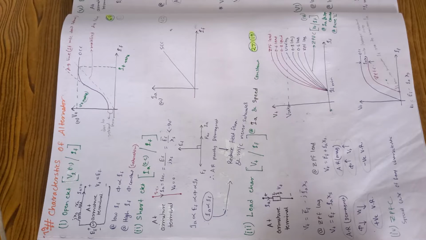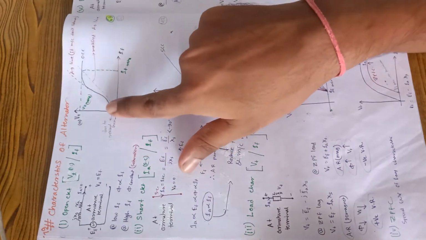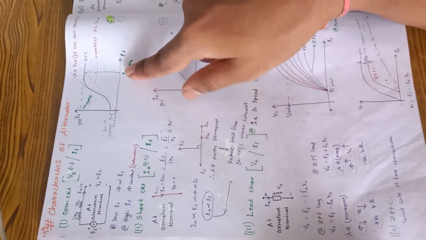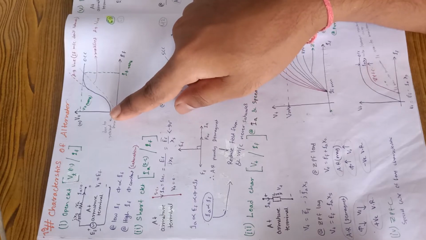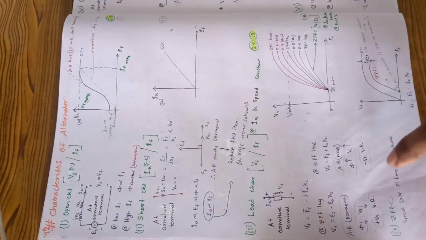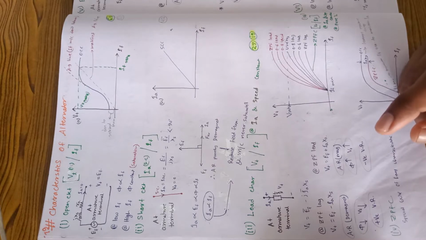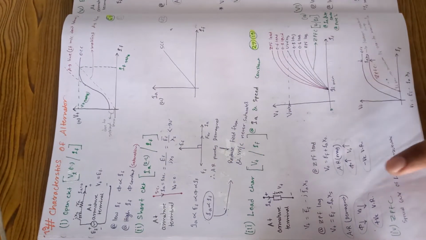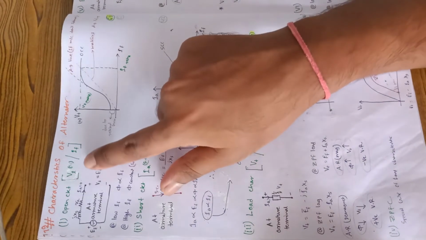Now when we talk about characteristics of an alternator, we have a total of 6 types of characteristics. Among these, 4 types are similar to the DC generator characteristics. Among these, the open circuit characteristic is Vt upon If. Except the short circuit characteristic and the ZPFC, all are the same as in a DC generator. Okay, except these two, all are the same. So let's start with the open circuit characteristic.